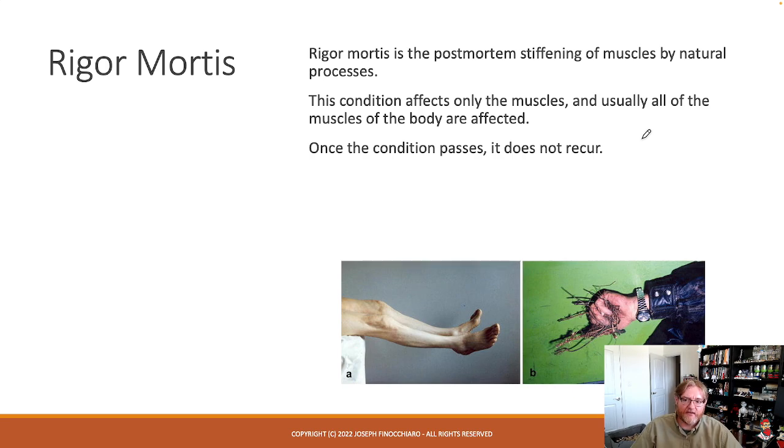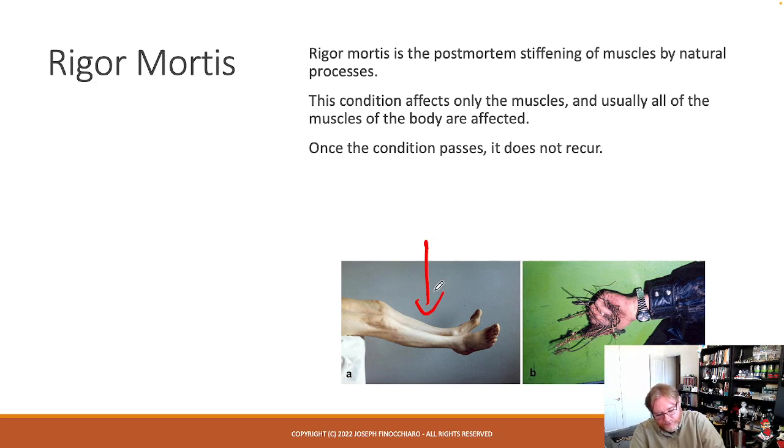Rigor mortis is the post-mortem stiffening of muscles by natural processes. This condition affects only the muscles, and usually all of the muscles of the body are affected. Once the condition passes, it does not recur. So you have a great example of rigor mortis over here.